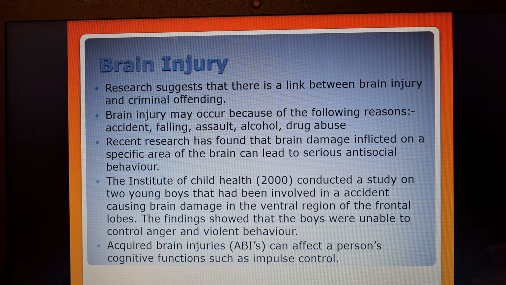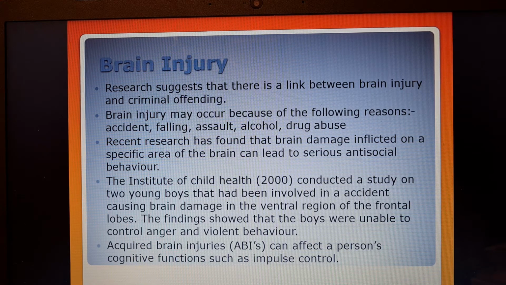What we mean by brain injury here is brain injury can occur for a number of reasons, such as having a fall accident, us being involved in assault, alcohol damage, and drug abuse can also severely damage parts of the brain. So recent research that has been carried out on brain damage inflicted on specific areas of the brain has shown that there is obviously serious antisocial behaviour consequences.